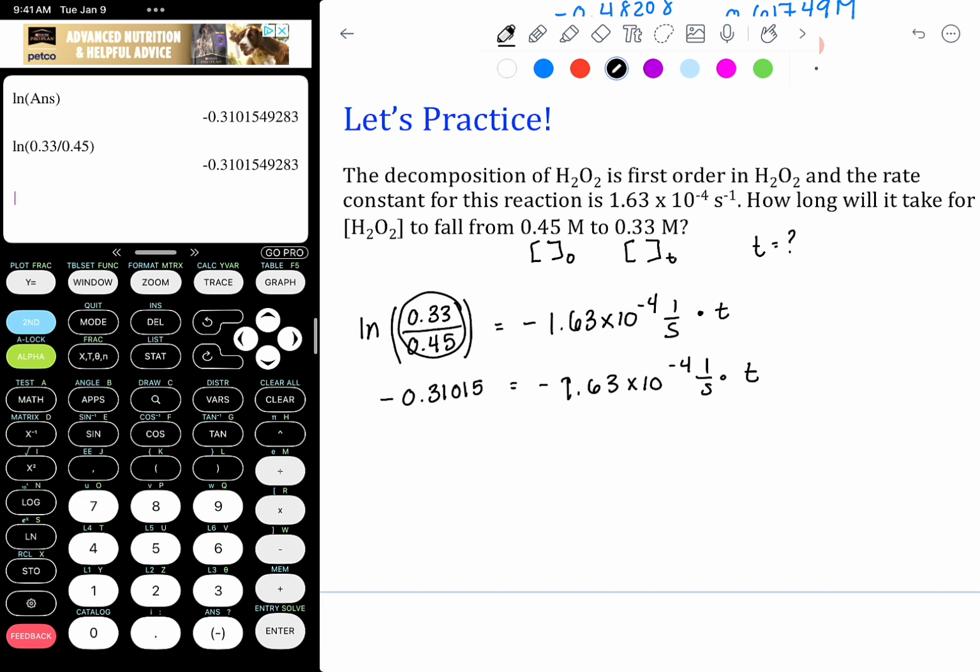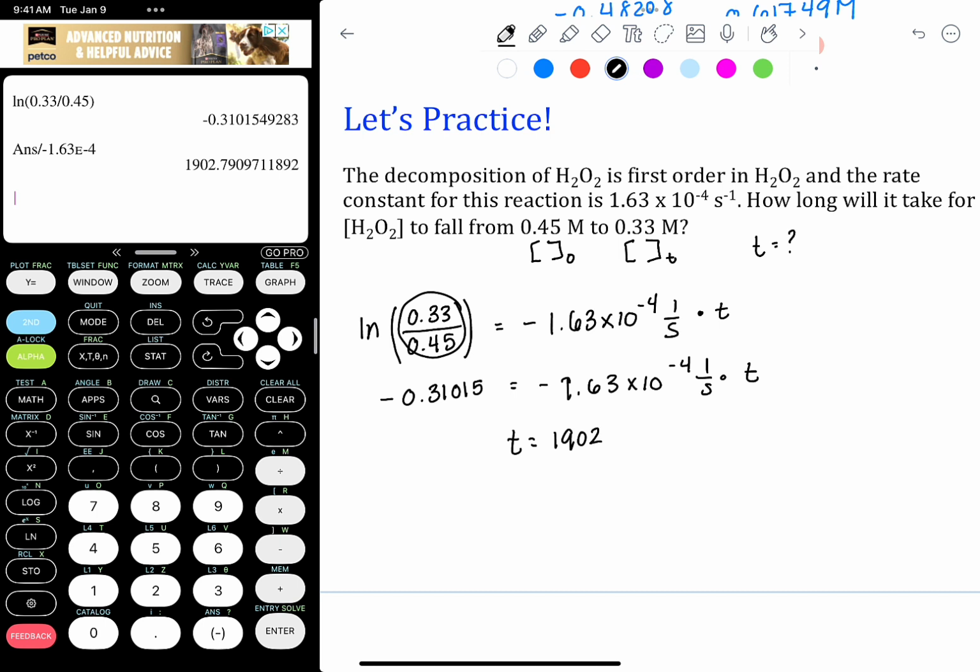So now we just have to take that answer, that negative 0.31, and divide it by the rate constant, which is negative 1.63 times 10 to the minus 4. And we get a time of 1902.